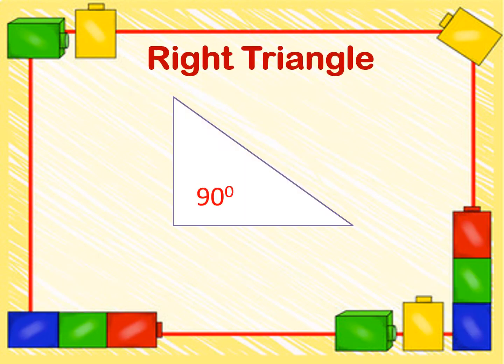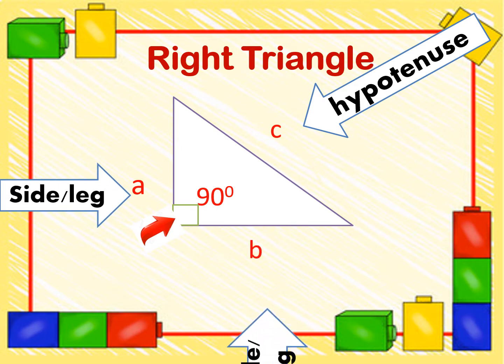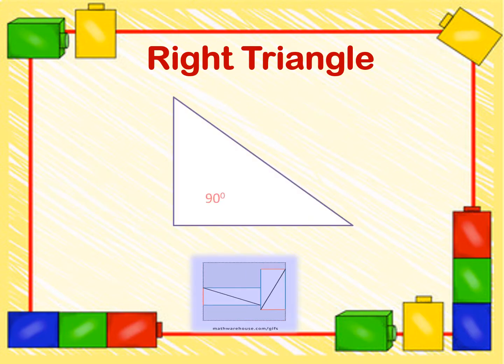This right triangle has an angle of 90 degrees. Opposite the angle is the hypotenuse, which is called the side C, or the longest side. And the other short sides are called A and B. They are also called the legs. As you can see, this theorem doesn't apply to all triangles. It only applies to right triangles, which have a 90 degree angle.